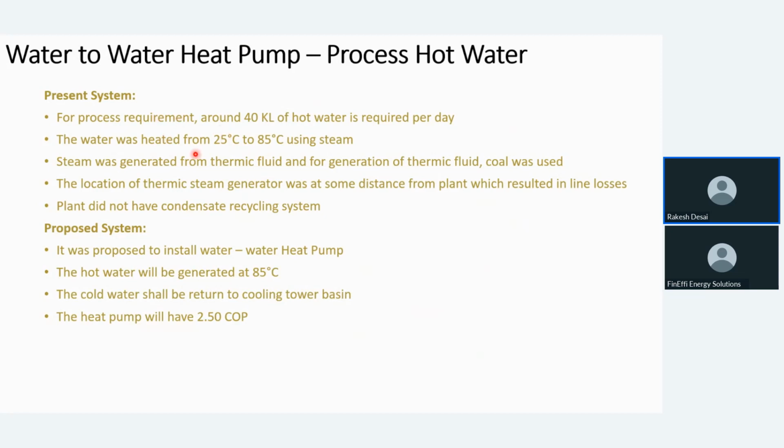So what we propose is to install a water-water heat pump, which will generate hot water at 85 degrees centigrade. The cold water or the evaporator side of the energy would be returned to the cooling tower basin, thereby lowering the cooling tower temperature, which will be useful for the condenser side process application. And the heat pump COP would be 2.5.